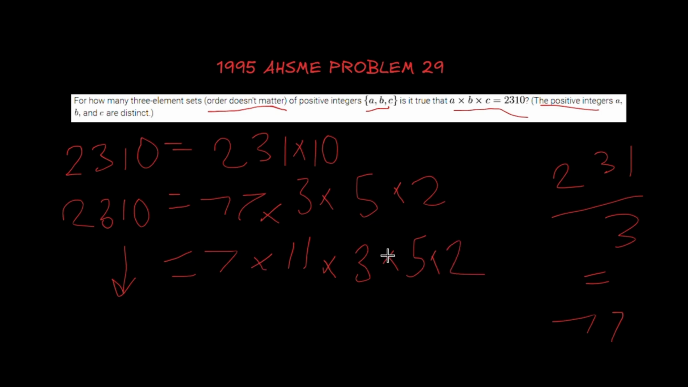But how does this help us at all? It literally says, for how many three-element sets of positive integers is this true? And we have 5 elements over here. Well, that's because we haven't really finished the problem.